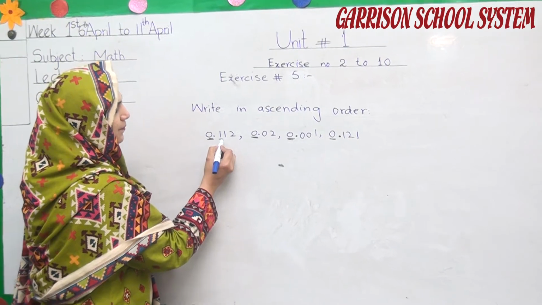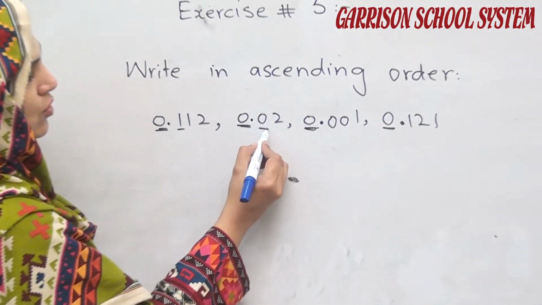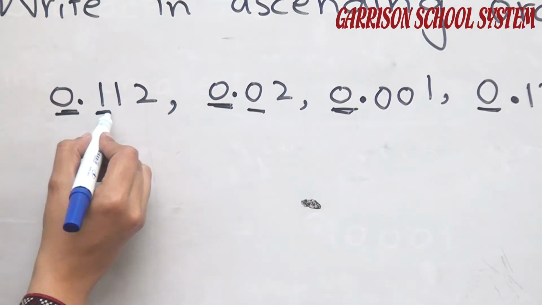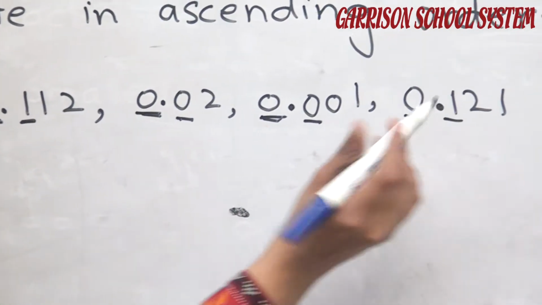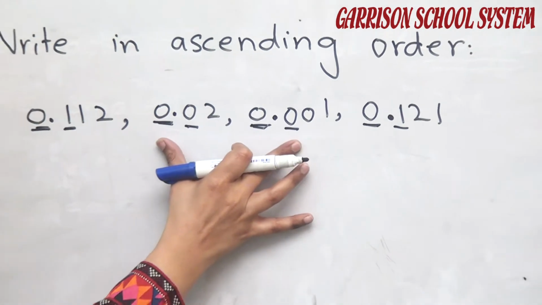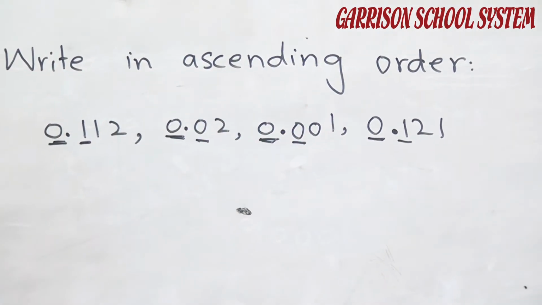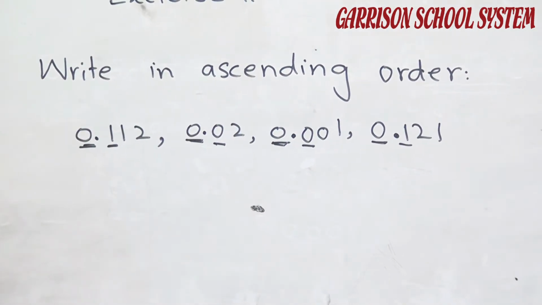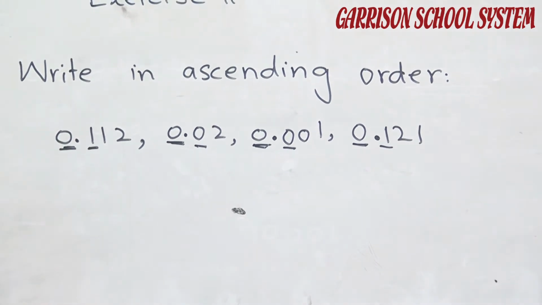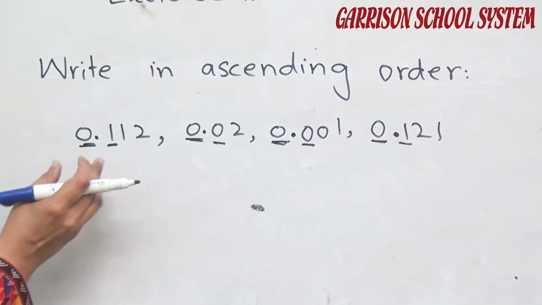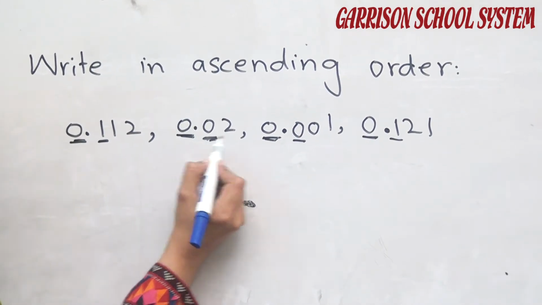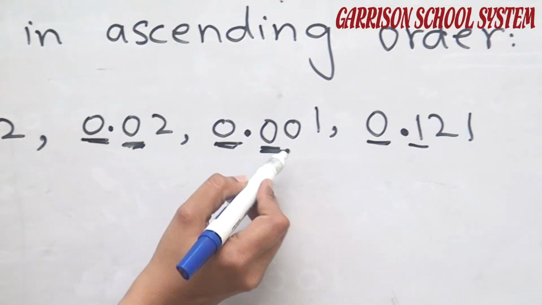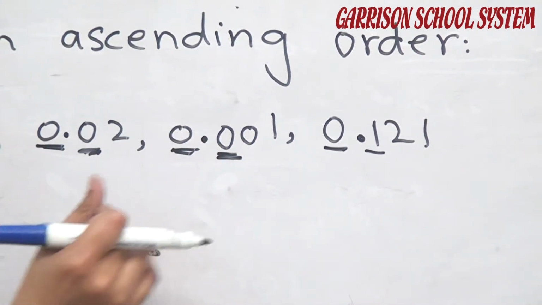This is 1, this is 0. Oh, 1 is greater than 0. This is also 0, this is 1. Ascending order means from the smallest to the greatest. So which number is the smallest? This is 0 and this is again 0. So we will write these two numbers first.